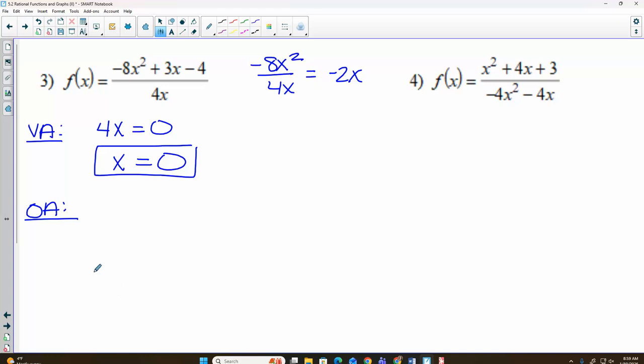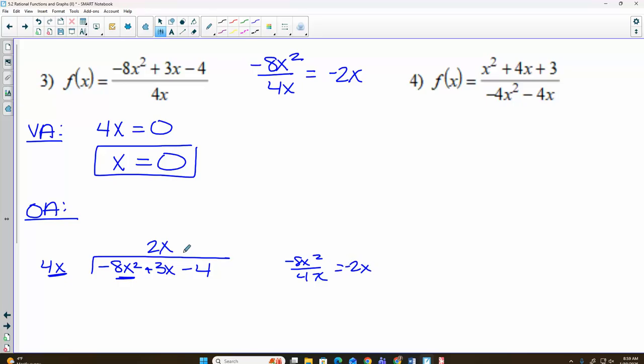How do we find the oblique then? So the top goes underneath. 4x goes out here. So we divide negative 8x squared divided by 4x, which gives us, sorry, negative 2x. Then we multiply. Negative 2x times 4x, and we get negative 8x squared. What do we have to do now?